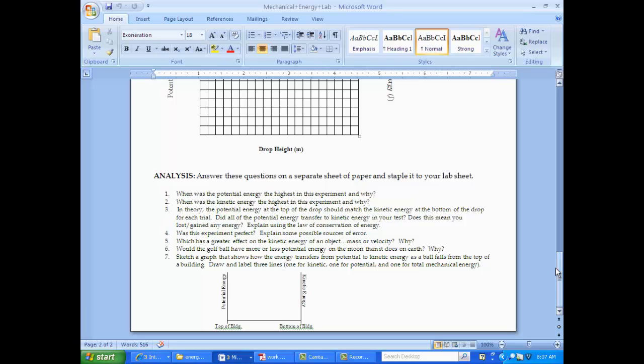Three, in theory, the potential energy at the top of the drop should match the kinetic energy at the bottom of the drop for each trial. All of the potential energy transferred to kinetic energy in your test. Yeah, it should. It definitely should. Does this mean that you lost or gained any energy? You didn't lose or gain. Because remember, guys, the law of conservation of energy says energy is not created or destroyed, it just changes forms. So there you go. That's how we use the law of conservation of energy to explain.